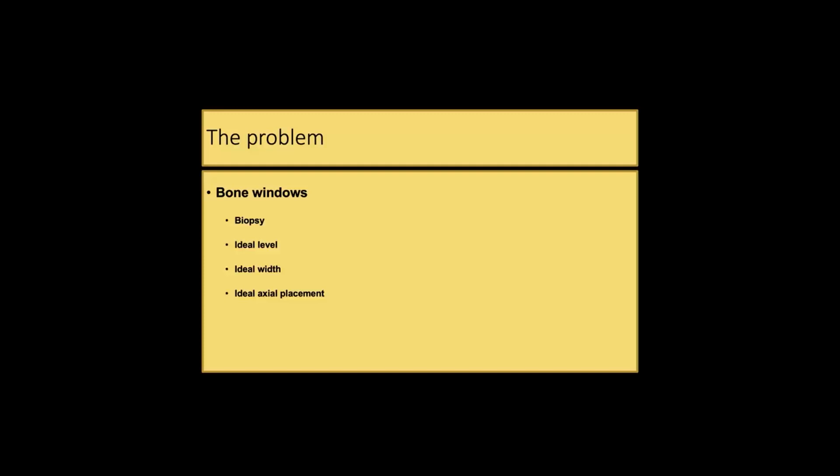Some things are known about bone windows, such as their shape should be oblong and they shouldn't have corners. However, the ideal level, the ideal width, and the ideal axial placement of these windows are not known. They are usually advised to be as narrow as possible, as high as possible, as proximal as possible. However, there is no quantitative research agreed upon in the literature on this matter.